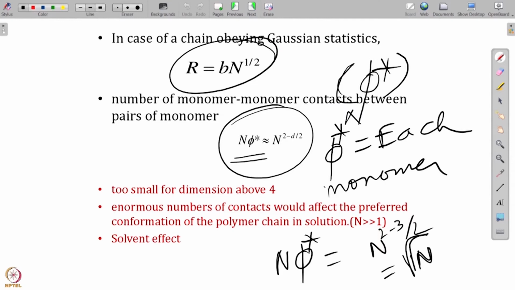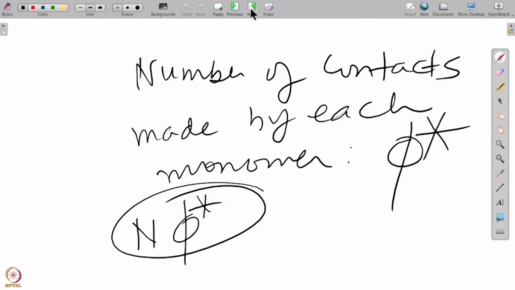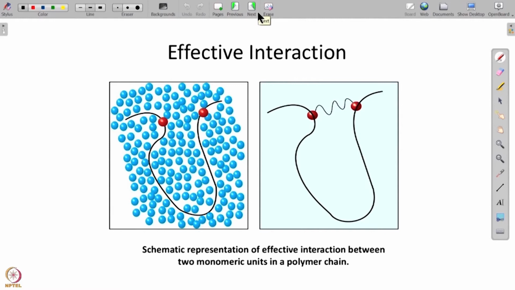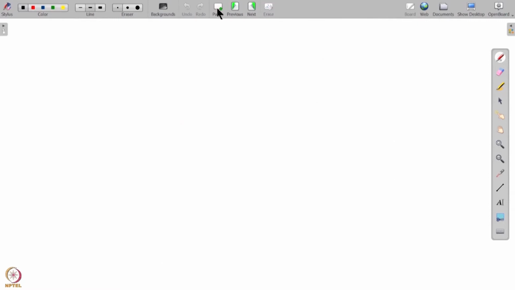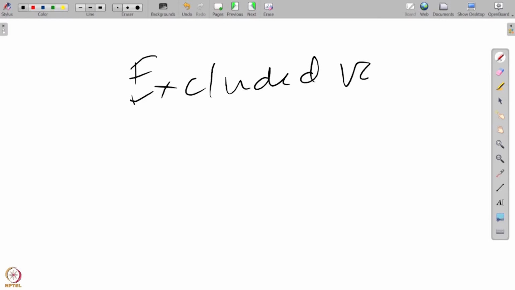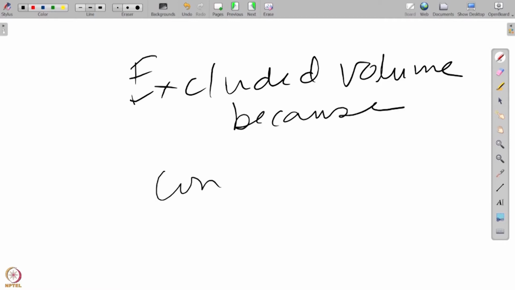Okay. So now, the next thing, let us go ahead with the things that we have done. If there is one more thing that comes in addition to this excluded volume interaction, there is another term that is very popular. So I want to add here the excluded volume, because contacts are not allowed.